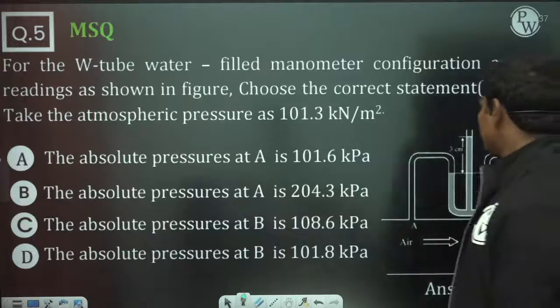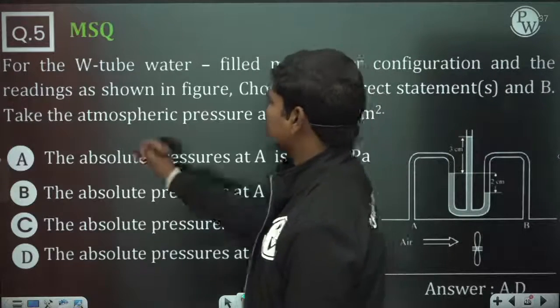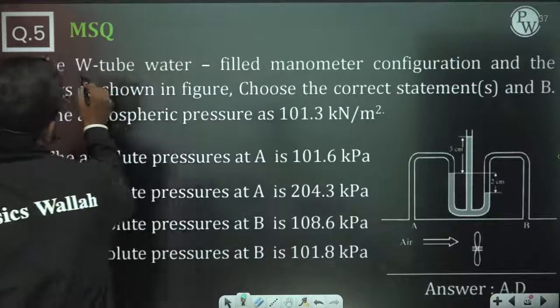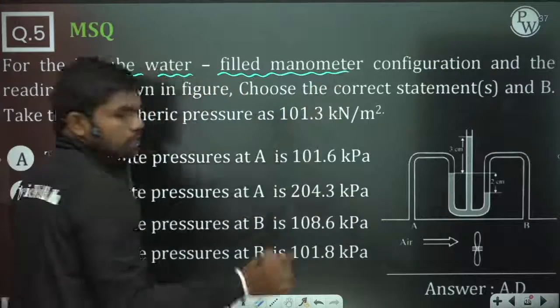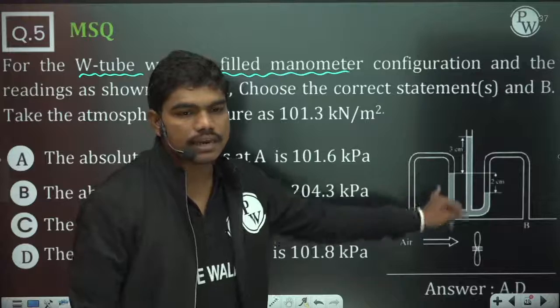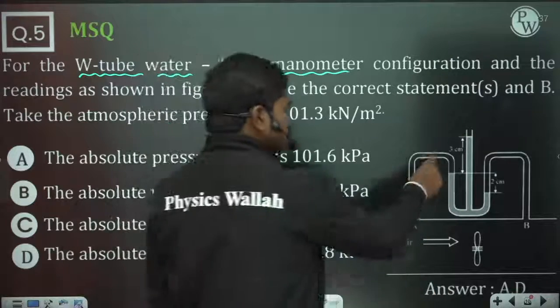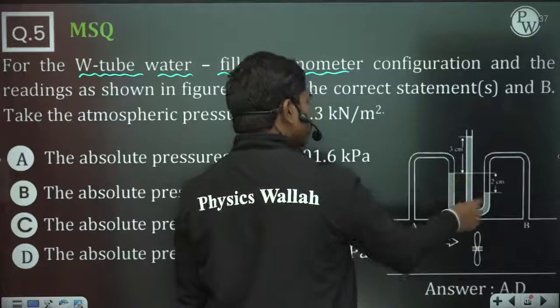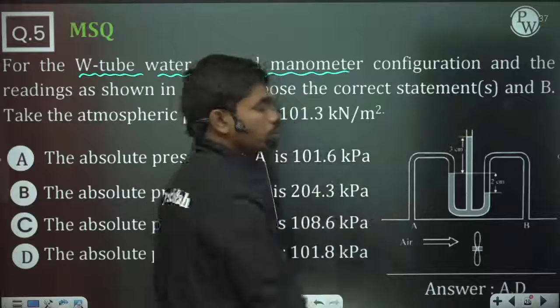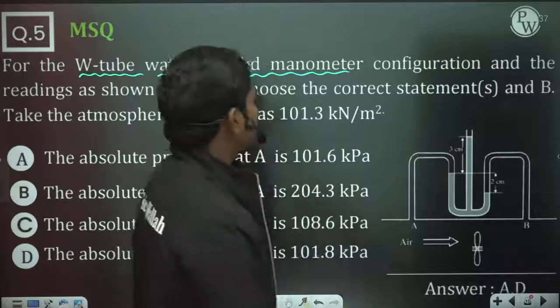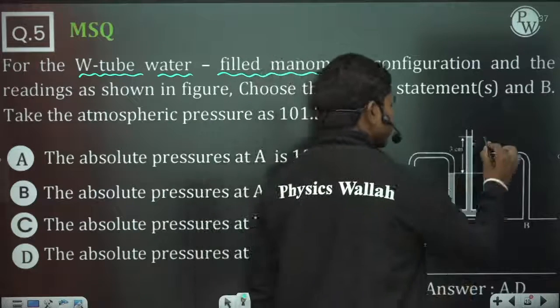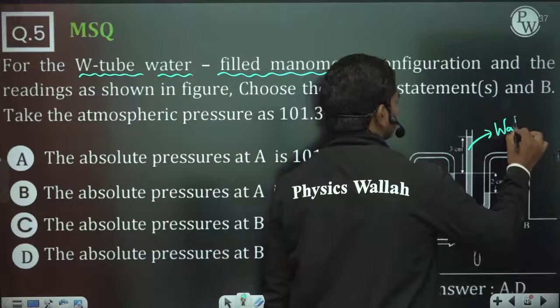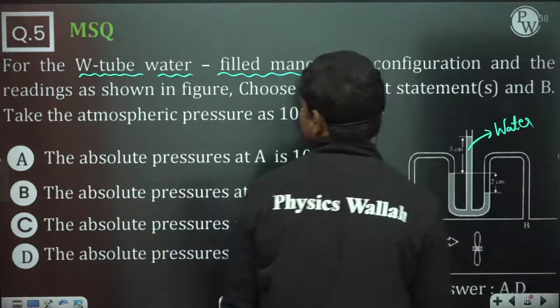So this is a manometer, a W tube water filled manometer. Normally you see U tube manometers, but this is a W tube manometer. If you see, there is a U tube, and to that U tube there is again connected one single tube. Now the configuration, and it's water filled. So what is the fluid inside this? This is water.